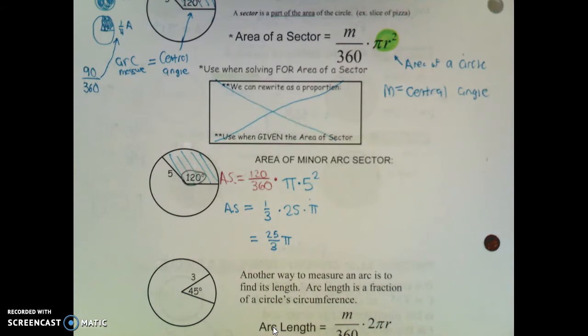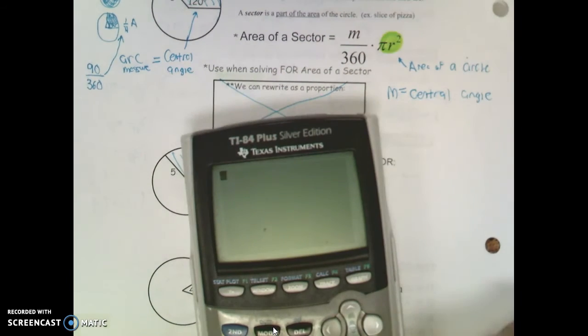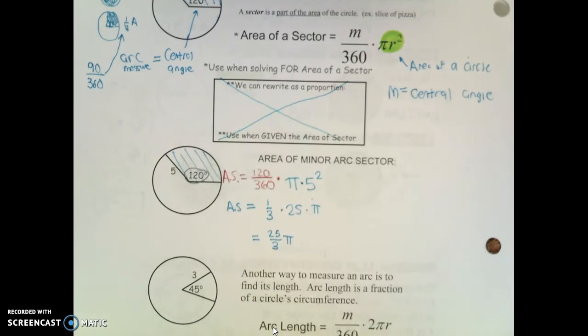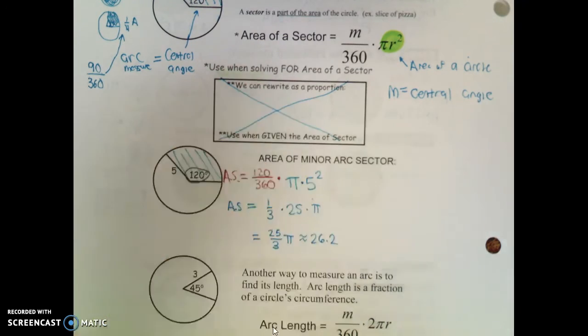Now, if I wanted to get an approximate answer with no pi involved, I'm simply just going to do that in my calculator. So if we go to our calculator, we would do 25/3, and actually I'll use the fraction shortcut here instead, 25/3, and then we'll multiply that by pi. That's going to give me an approximation then of 26.2. 26.2 would be the approximate area of this.